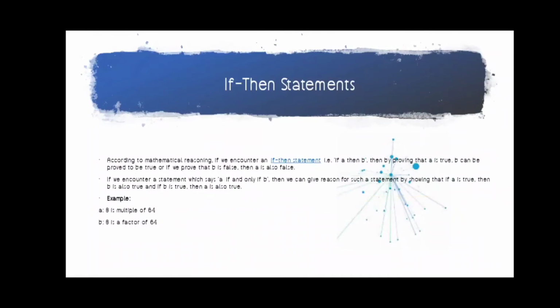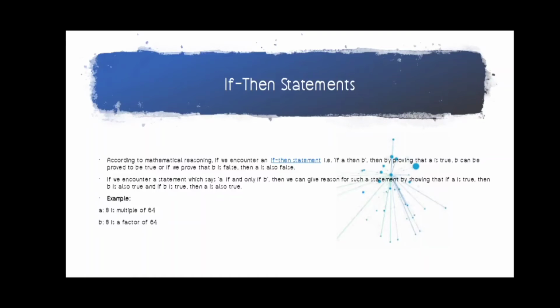Next is the if-then statement. According to the reasoning, if we encounter an if-then statement, then by proving A is true, B can be proved to be true, or if we prove that B is false, then A is also false. If we encounter a statement which says A if and only if B, then we can give reasoning for such a statement by showing that if A is true, then B is also true.